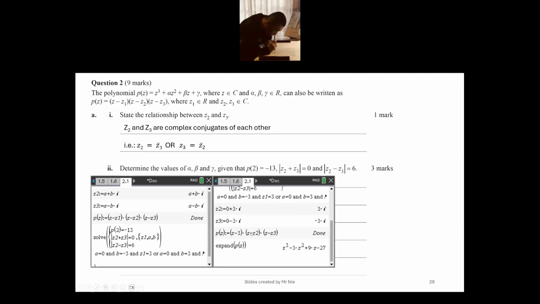So you might want to use a bit of by-hand calculation, but this is not needed if you have your CAS calculator fully utilized. Once you put them in, you can use the expand button to get z cubed minus 3z squared plus 9z minus 27. Therefore, you can directly state alpha, beta, and gamma, which will be -3, 9, and -27.